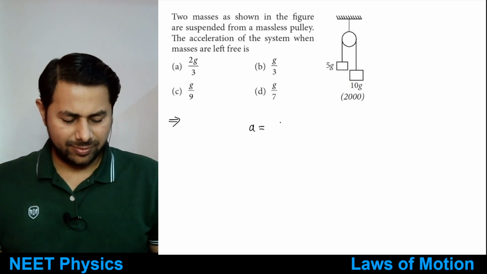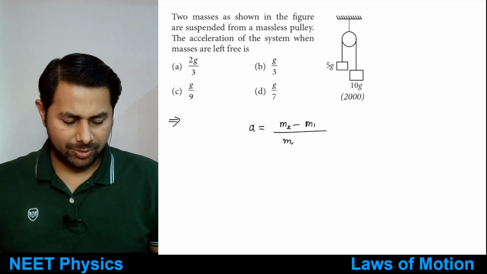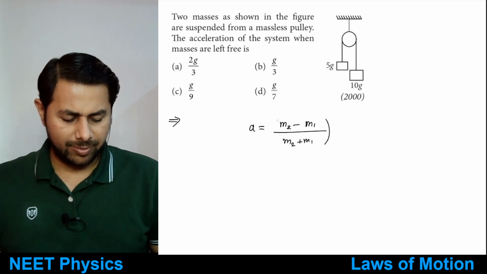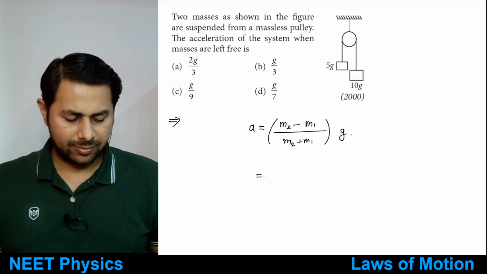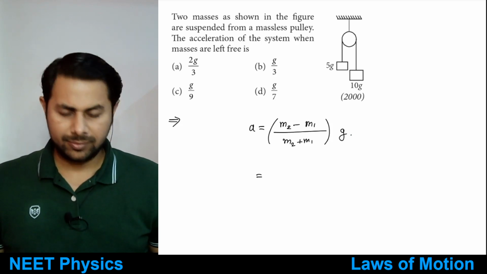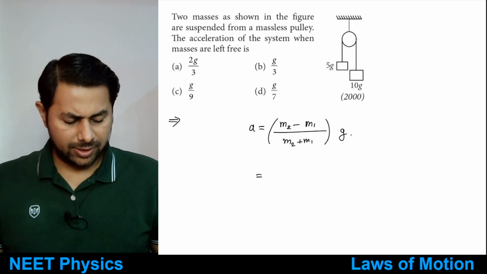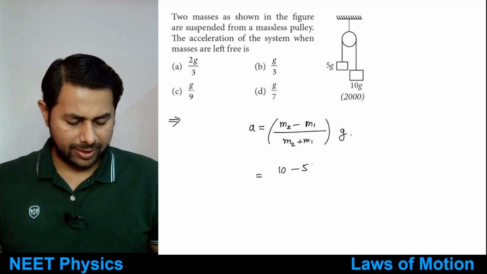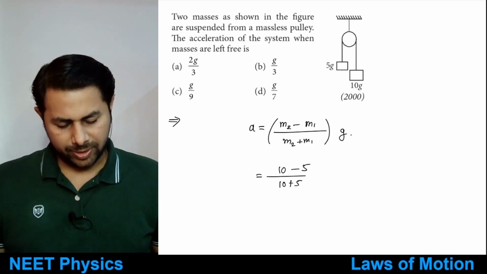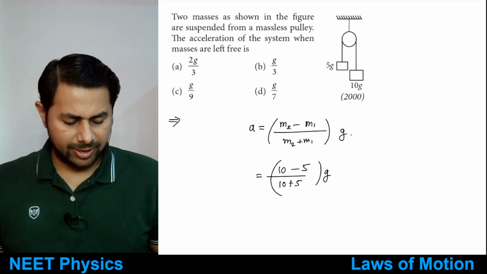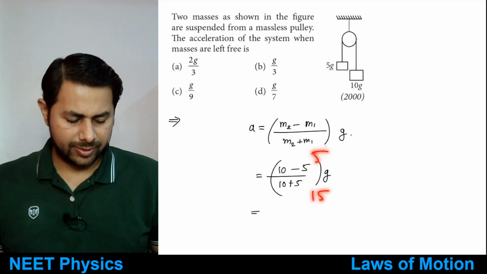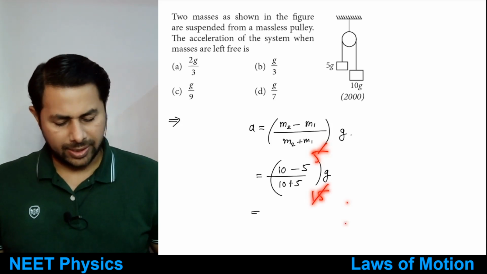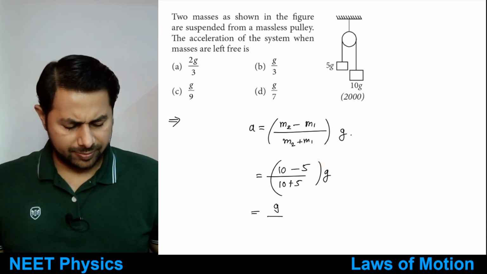Acceleration is equal to m2 minus m1 divided by m2 plus m1 multiplied by g. Okay, so that is 10 minus 5 divided by 10 plus 5. Yeah, it's option B. Let's check. Multiplied by g. 10 minus 5 is 5, 5 divided by 15. So it is 1 by 3. Right. So g by 3 is the answer.